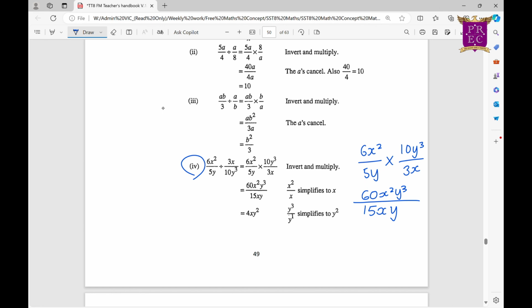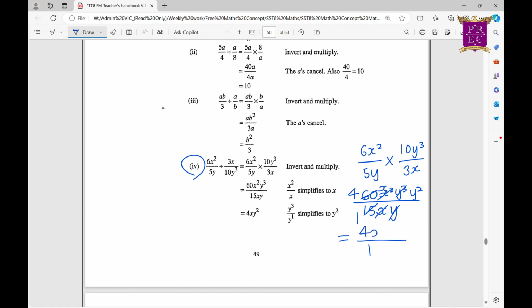And then we can proceed to simplify. We can divide the coefficients by 15, which will give us 1 here and a 4 there. And we can cancel out the x's, which leaves us with an x up here and nothing down here, and cancel out the y's, which leaves us with y squared and nothing down here. So that can just be written as 4xy squared, and we don't really need the over 1 because that's implied, and so that is your final answer.